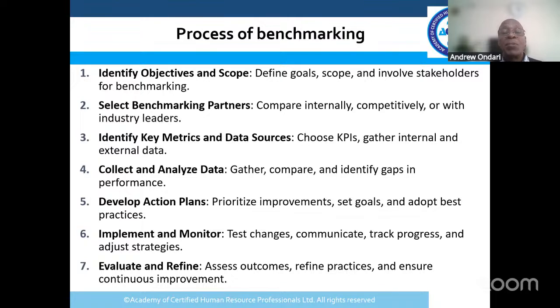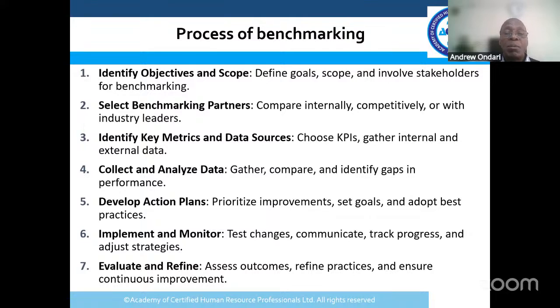And then in terms of data sources, you have internal source and external source. If you do internal benchmarking, you will get data from different departments, including the HR department. And if you do external source, you do an external benchmark, either competitive benchmark or functional benchmark with other organizations out there.